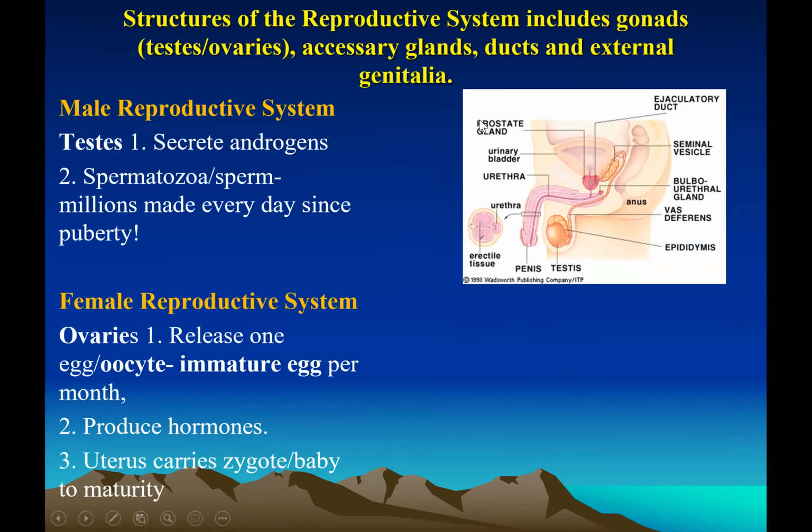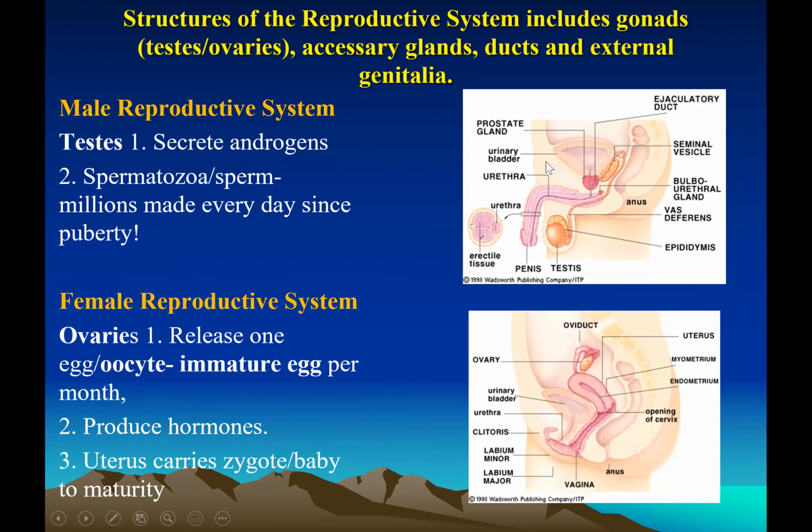So here is a picture of the male reproductive system. And here's a cross section of the female reproductive system. So you are familiar with many of the structures. We'll go over all the structures. So when you say reproductive system for male and female, it includes the testes or the ovaries. It also includes special glands. They're called accessory glands. And there are ducts and there's external genitalia.